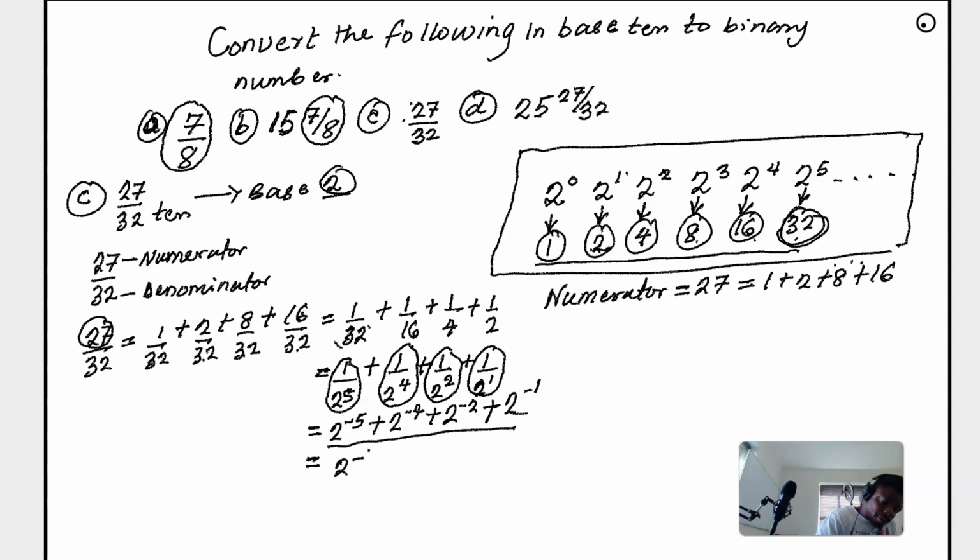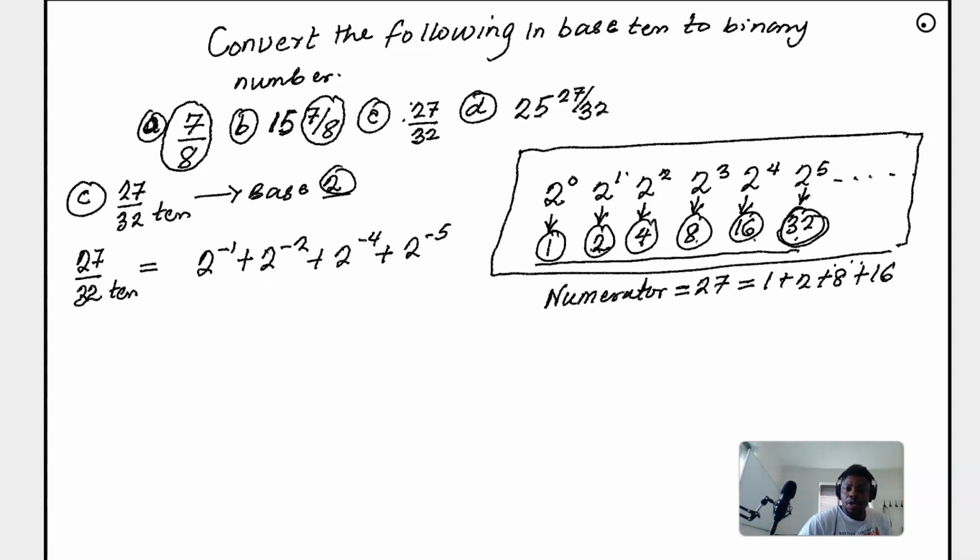So, 2 raised to the power minus 1 plus 2 raised to the power minus 2 plus 2 raised to the power minus 4 plus 2 raised to the power minus 5. Okay, so now the next thing is for us to use the law of omission and the law of presence. So pay attention. Let's do it. Okay, now let's apply the law of omission and the law of presence. So here, remember, in the law of omission and the law of presence, you concentrate on the power.